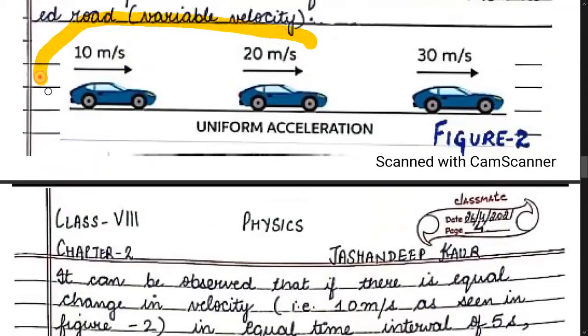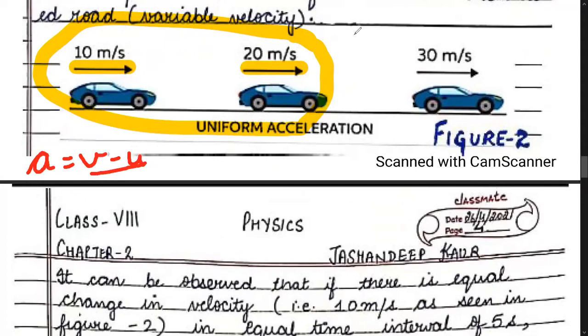So see case 1. If we see this case, initial velocity is 10, final is 20. Time is 5 seconds. So how to write down acceleration? V minus U by T. V is 20 minus 10 divided by 5. So 20 minus 10, 10 by 5. It comes out to be 2 meters per second square. So here our acceleration is 2 meters per second square.